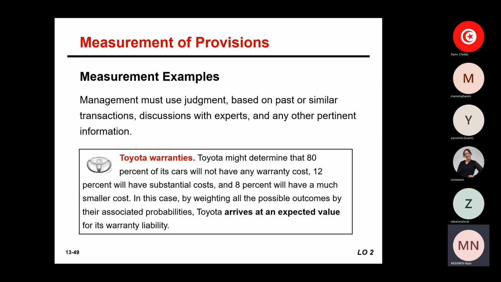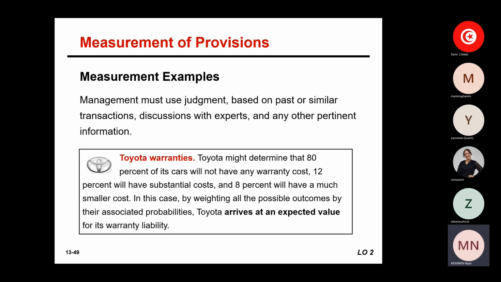on how we will apply the definition and the three conditions to be met to be recorded as a liability. So here we have this measurement example. Management must use judgment based on past or similar transactions, discussion with experts, and any other pertinent information. Of course, the measurement is really challenging, because it said that you should have a reliable estimate, which is the best estimate of the expenditures that you are likely to incur to settle that liability. And this best estimate, of course, is done at the statement of financial position date.